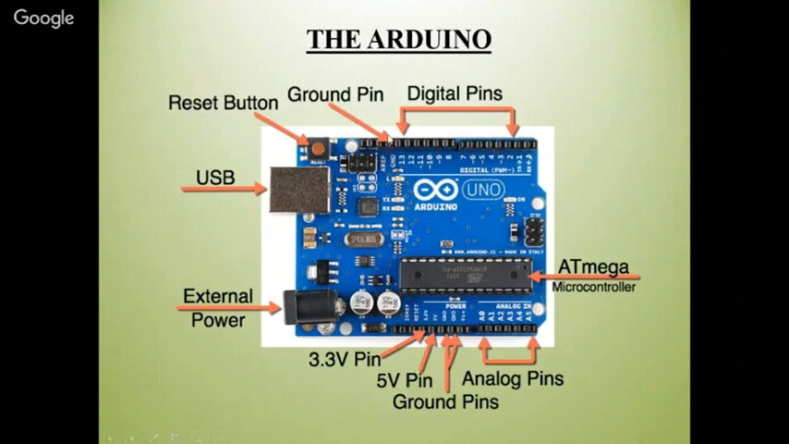This is the ground pin, and this one is the reset button. If you reset the program, then for example, if you have 50 lines of program, and your program is in any condition like loops, if and else conditions, or while loops, if you reset the program, then your program goes to the first line of your program.